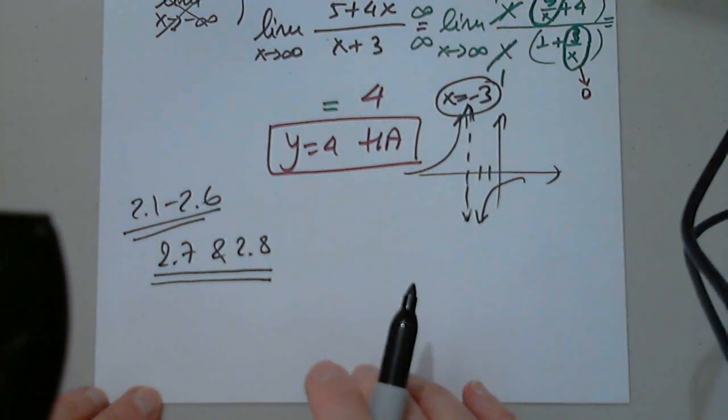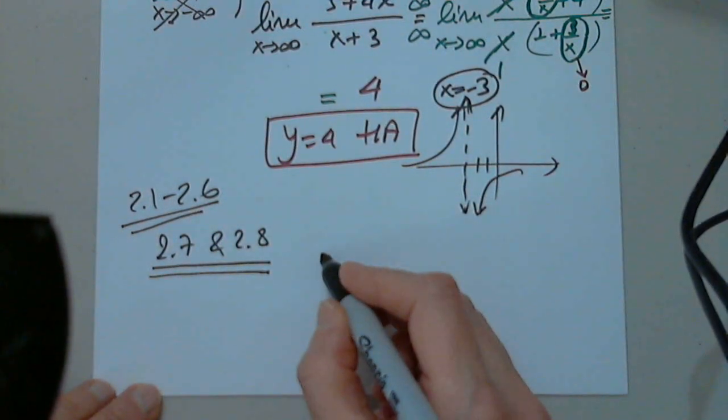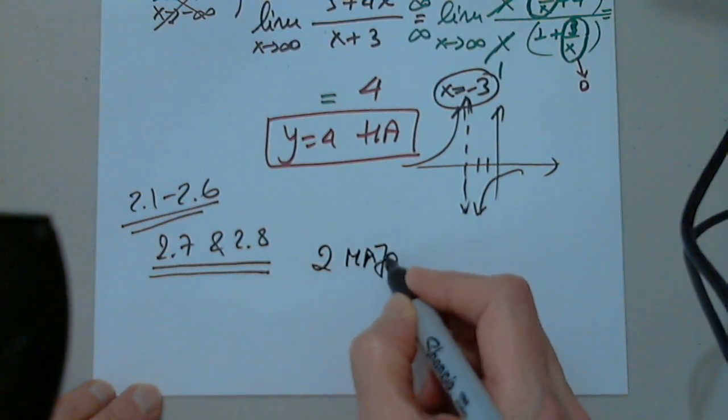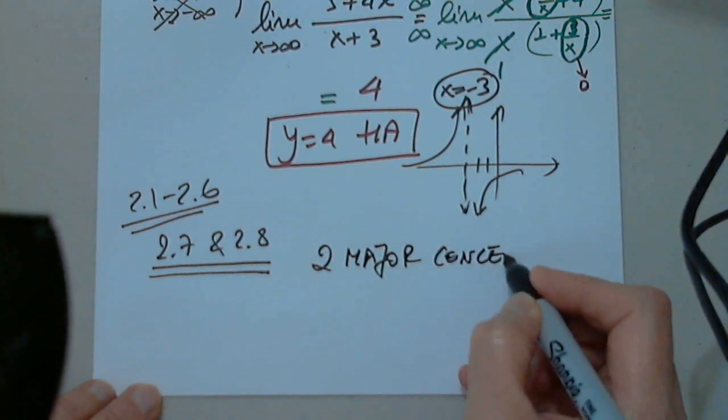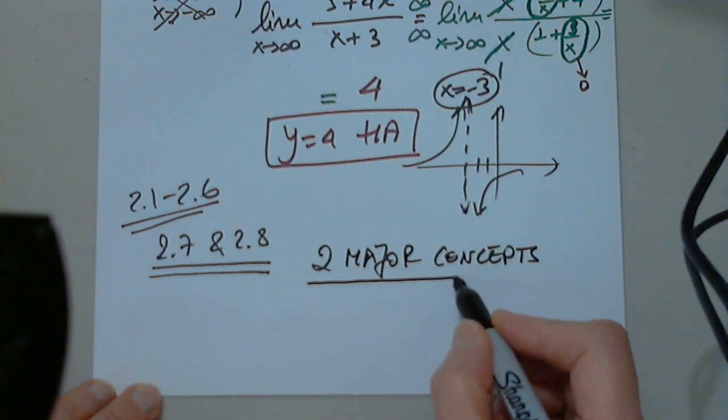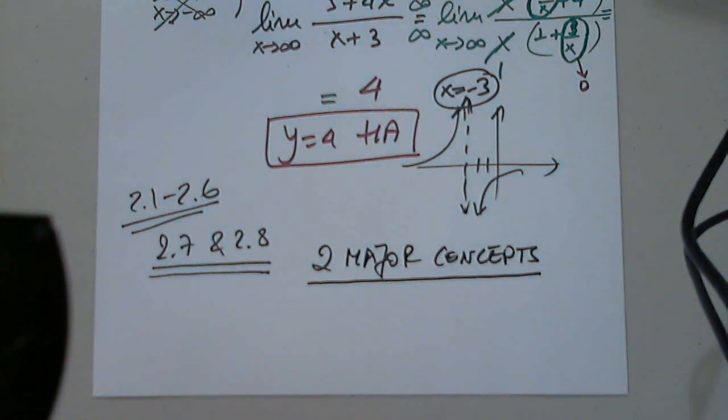So now, what are the two major concepts that we studied so far, that you've seen over and over and over and over? Give me two concepts, huge concepts from the beginning of the class.